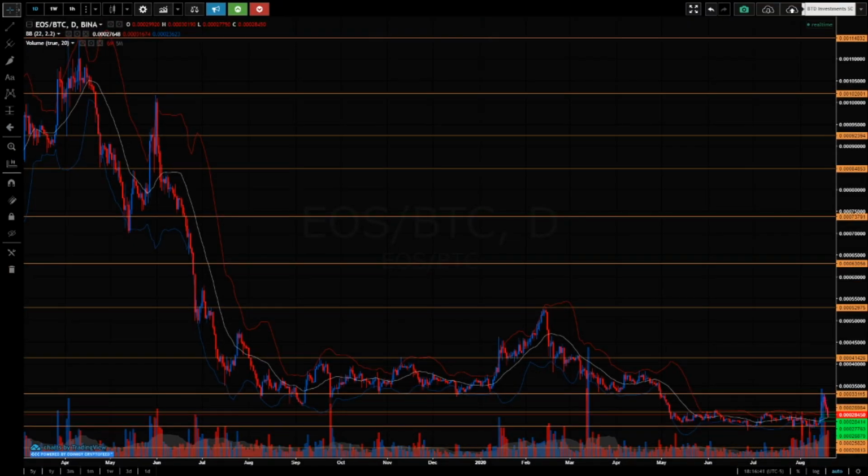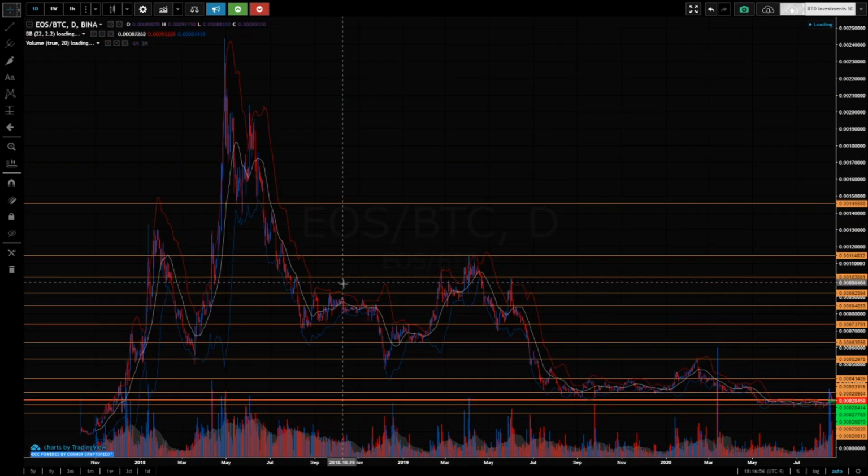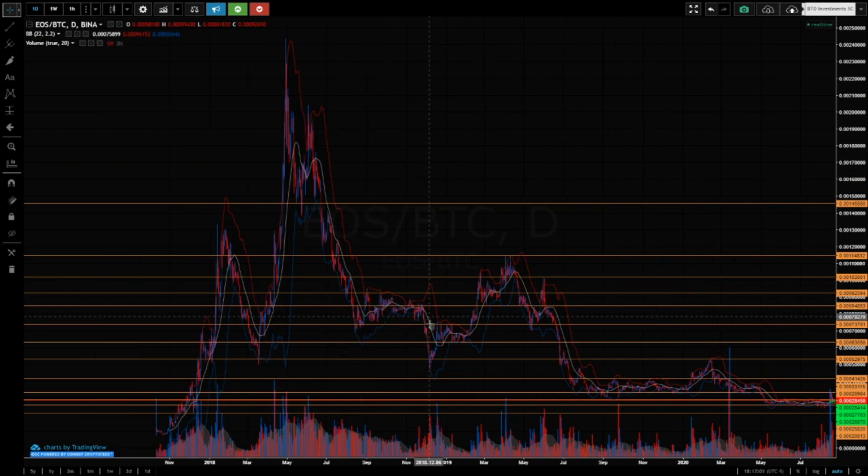This is an analysis of UTK and EOS. There were some requests from subscribers for a price action analysis. So this is EOS. These are daily bars. EOS has quite a rich price action history, relatively speaking anyways.